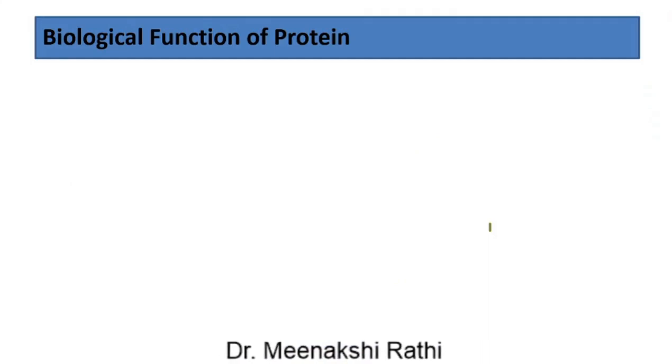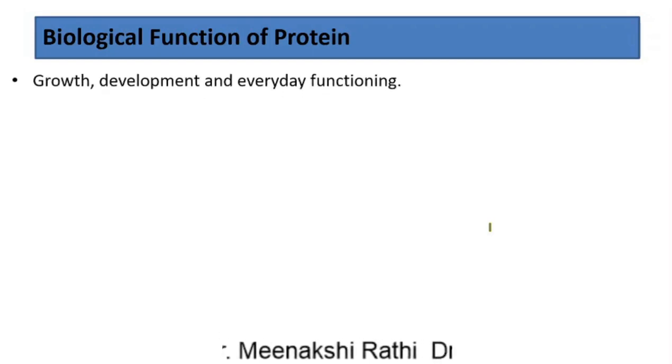Now the last part of this chapter is the biological function of protein. Just now we saw that proteins are classified in 8 ways based on their function, because they perform various functions, but still we will discuss them. Protein helps for proper growth as well as development and everyday functioning of the body.